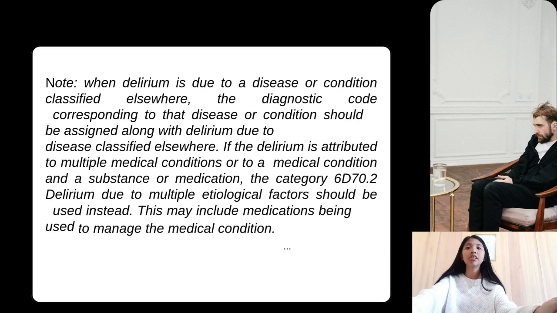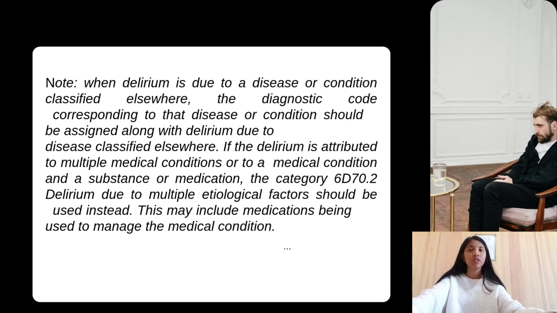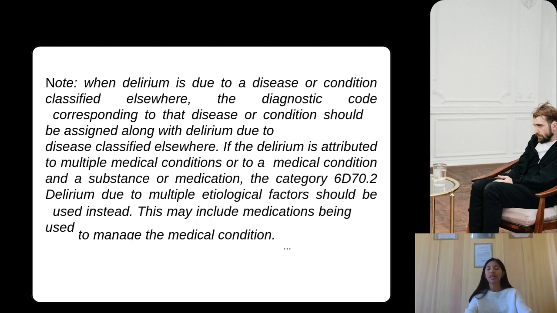So if delirium is attributed to multiple conditions, or to a medical condition and a substance, the category 6D70.2, delirium due to multiple etiological factors, should be used instead. What this simply means is delirium is caused by, let's say, only one disease or condition classified elsewhere. But if it's caused by multiple conditions, multiple medical conditions, we should use the code 6D70.2 instead, which accounts for delirium due to multiple etiological factors. So let's move on to letter B.